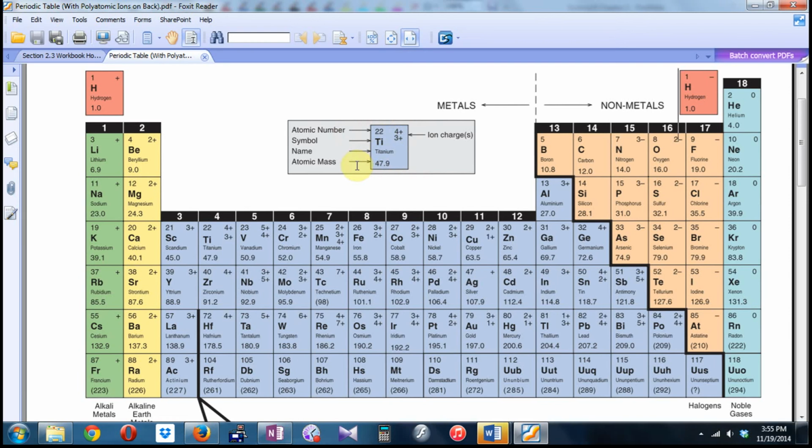Now, the only thing we haven't talked about yet, we will more next chapter, is these ones that have more than one number, like nickel. What's its ion charge? 2 plus or 3 plus. It usually forms 2 plus. It usually loses 2 electrons. Sometimes it can lose 3 electrons.